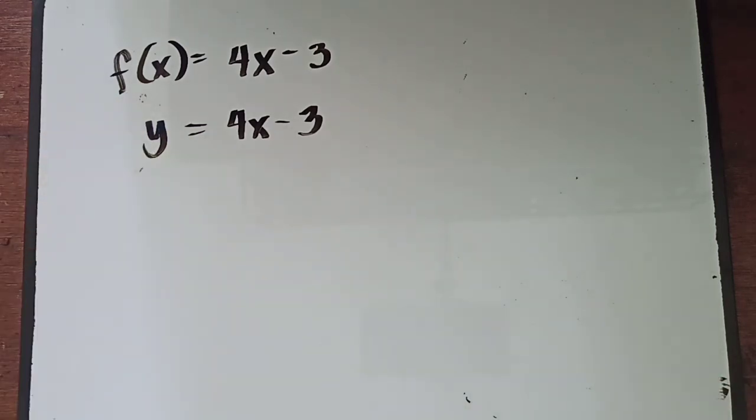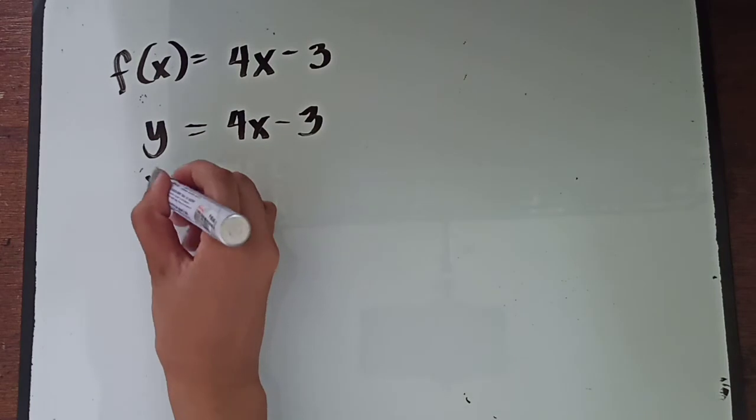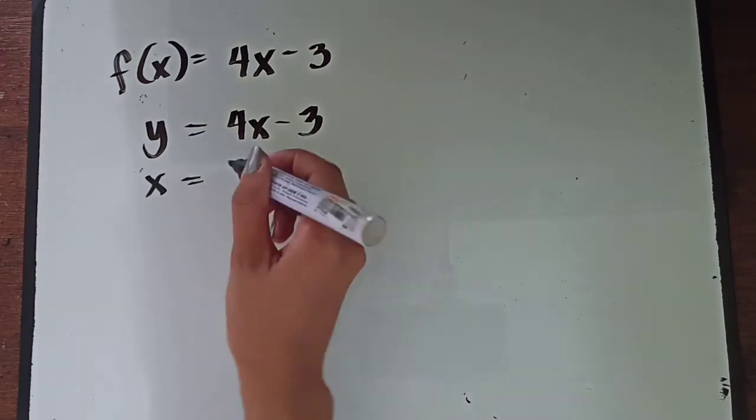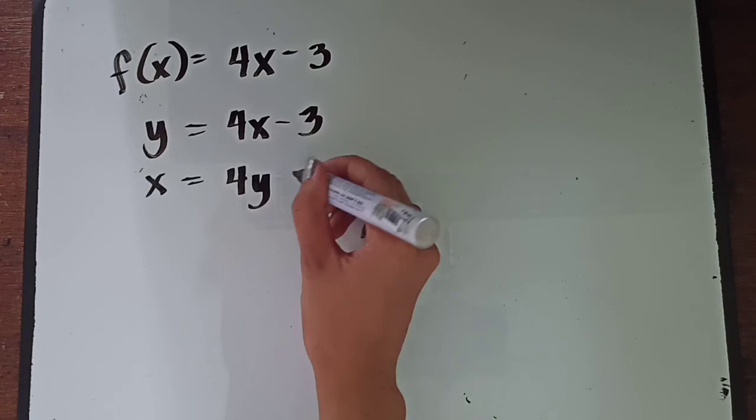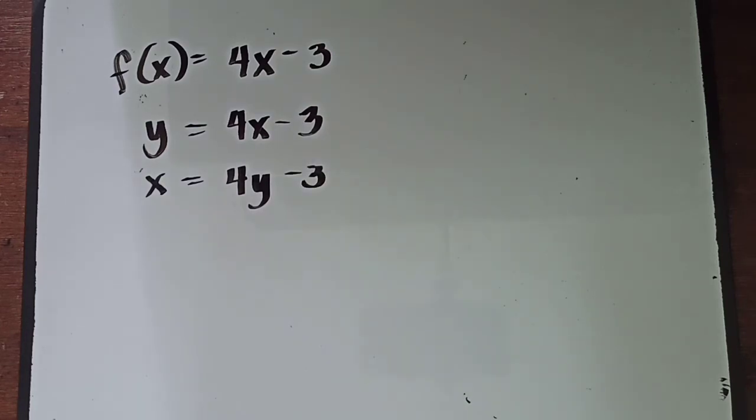Then, after that, ay pagpalitin natin yung x at si y. Yung y magiging x, yung x ay magiging y. Okay, so since sabi natin kanina, to get the inverse, just interchange x and y. So, yung y ay magiging x, at yung x ko ay magiging y. Okay, so that is x is equal to 4y minus 3.